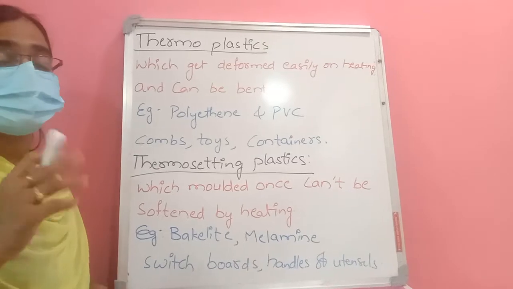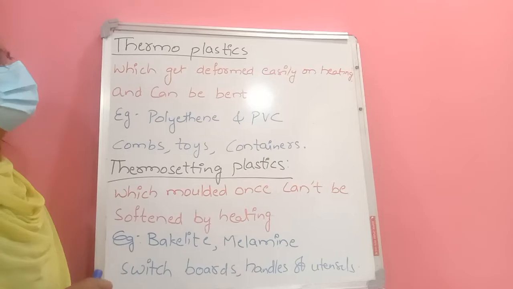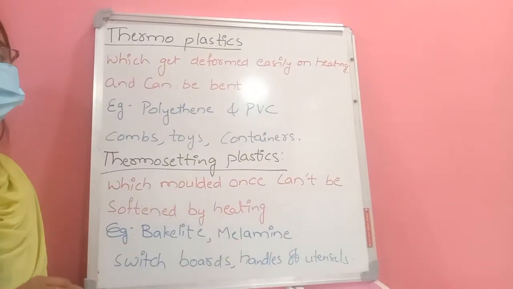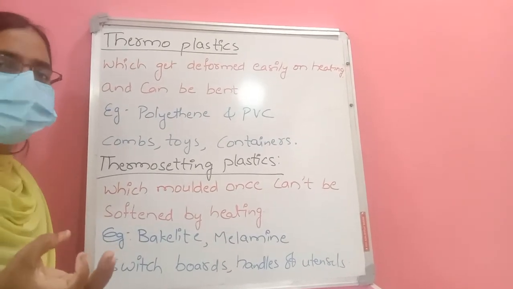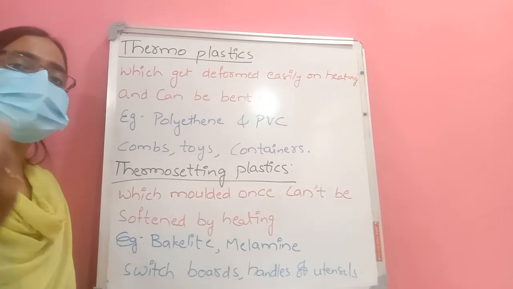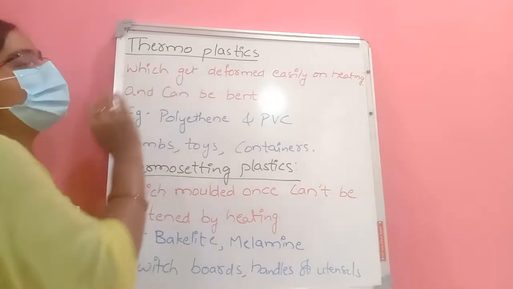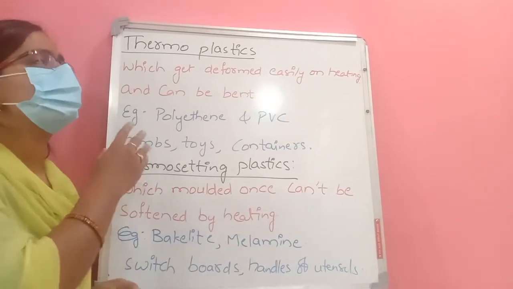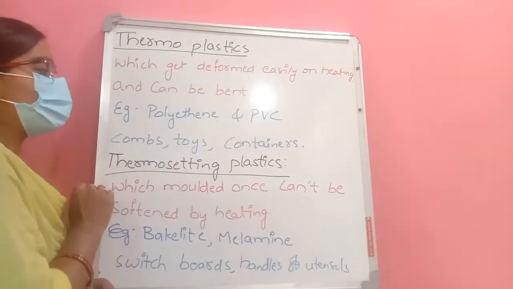Here plastics are of two types, thermoplastics and thermosetting plastics. Thermoplastics means plastics which get deformed easily on heating and can be bent. When you heat a plastic, it melts into a liquid, and by using that liquid again you can mold it into another shape. Then we say it is a thermoplastic. We can use this plastic again and again, changing its shape by heating. Those are called thermoplastics.